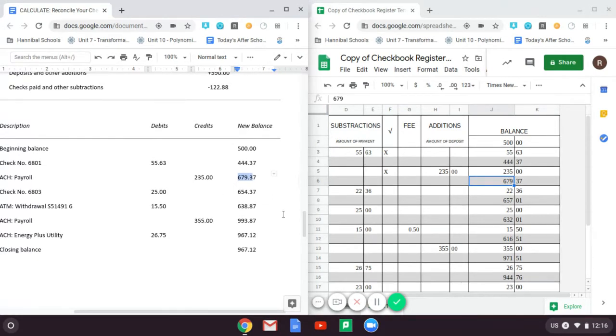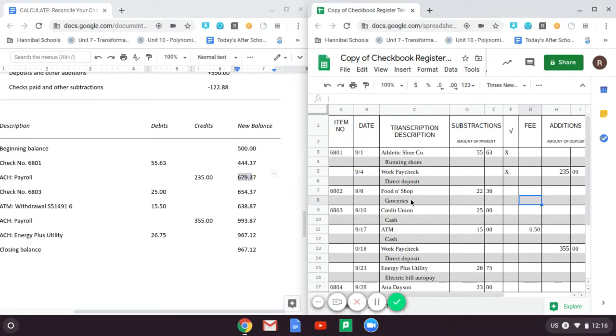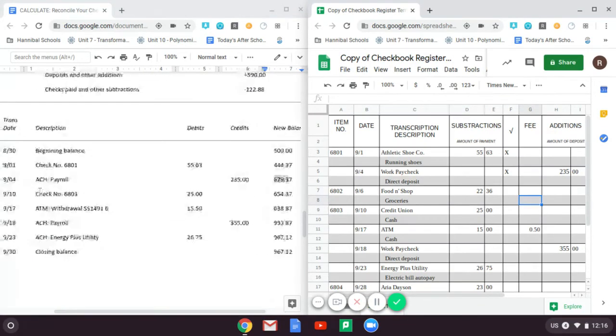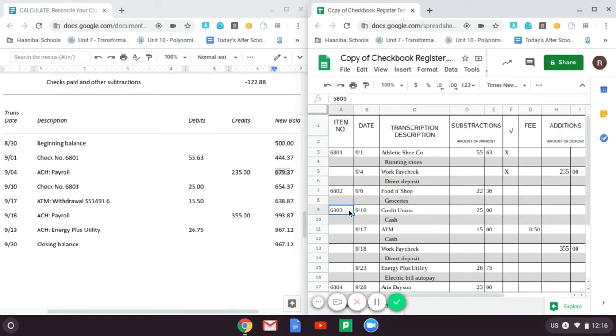Okay. Next one, moving right along here, reconciling our checkbook. Check number 6803, but our next one here is 6802. Okay, well, 6803 dated 9/10. So 6803, 9/10 for $25. All right, so put an X there.